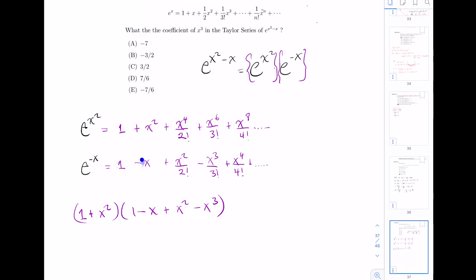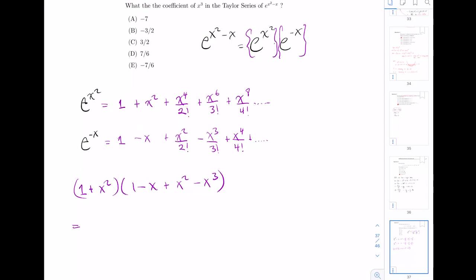Here I take this 1 minus x plus x squared over 2 minus x to the 3rd power over 3 factorial, because this has an x to the 3rd power. So I'm going to stop here because I want to get an expansion up to x to the 3rd power, okay? So now if I expand this, I now end up with 1 minus x plus x squared over 2 minus x cubed over 3 factorial, right? And I am adding that to x squared times the same thing, 1 minus x plus x squared over 2 minus x cubed over 3 factorial.